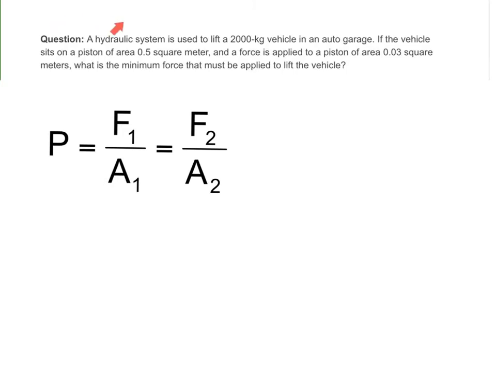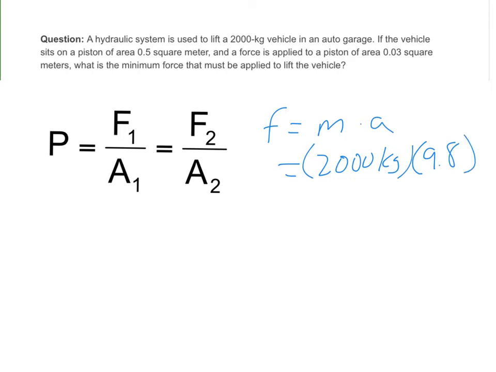Now you'll notice that nowhere in this problem are we given the force. So we have to go back and remember that force equals our mass times our acceleration. We're given a mass of 2,000 kilograms, and our acceleration in this problem is going to be the acceleration due to gravity, so it's 9.8. And so when we do this, we will get a force of 1.96 times 10 to the fourth.